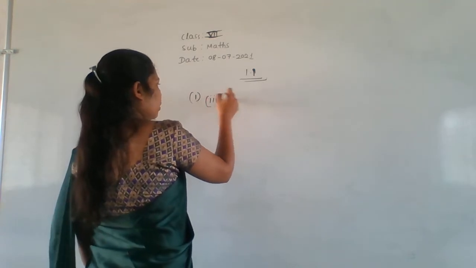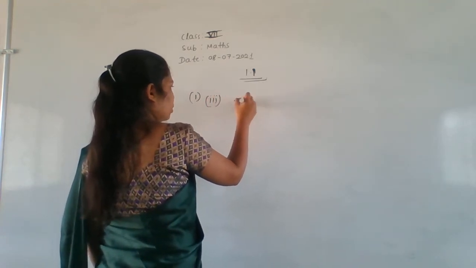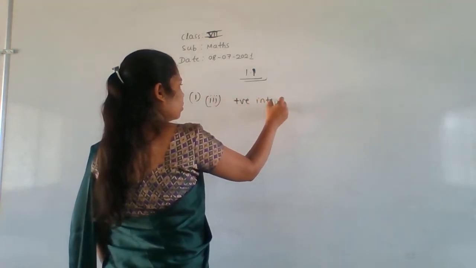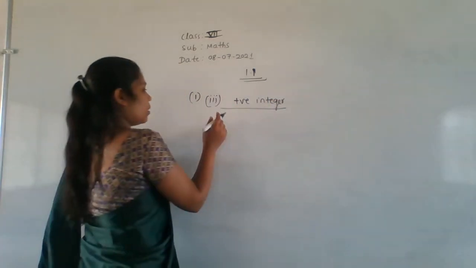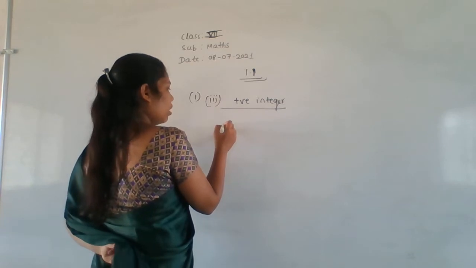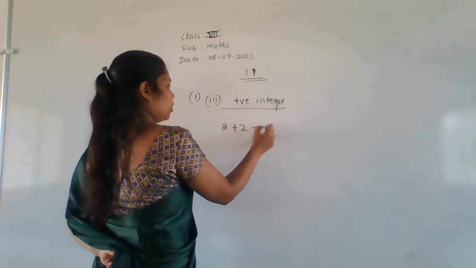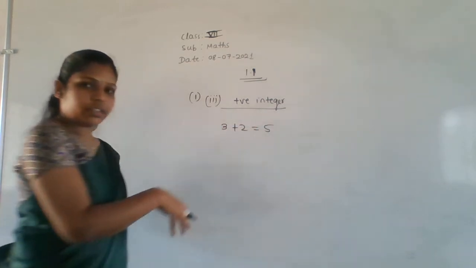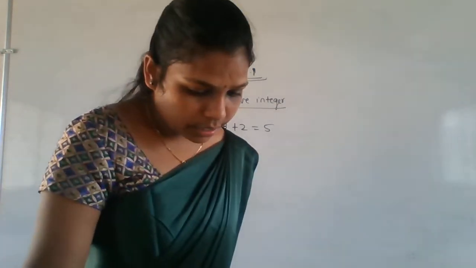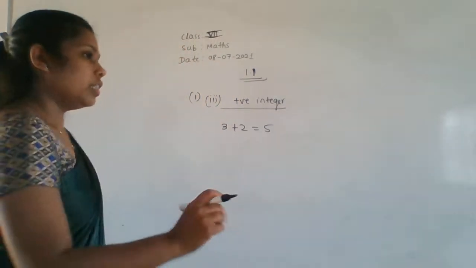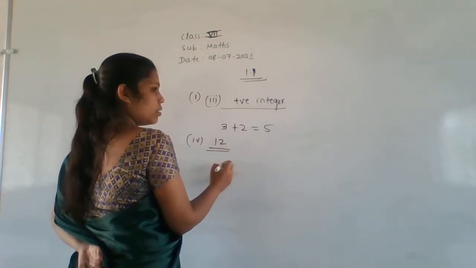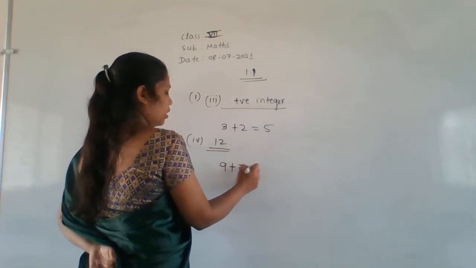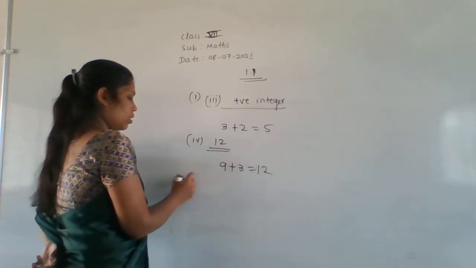Third one, we want the answer as a positive integer. Positive integer means here, see, 3 plus 2, it is 5. Okay, so next one is 12. We want the answer as 12. Answer as 12 means, see here, 9 plus 3 is 12.